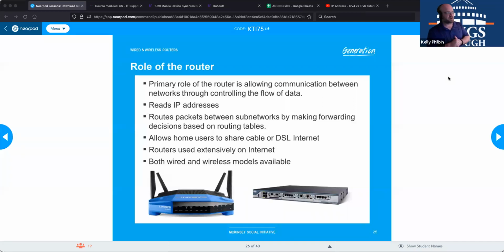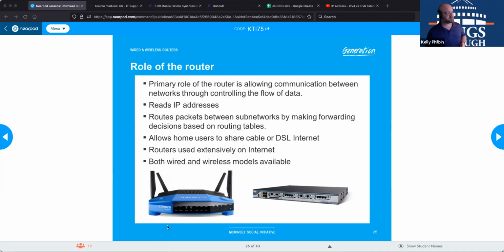And routers are used extensively on the internet. Basically, the majority of the internet is just a network of routers allowing us to shuffle packets around. And they do have both wired and wireless models available. Also, they have personal versus enterprise.